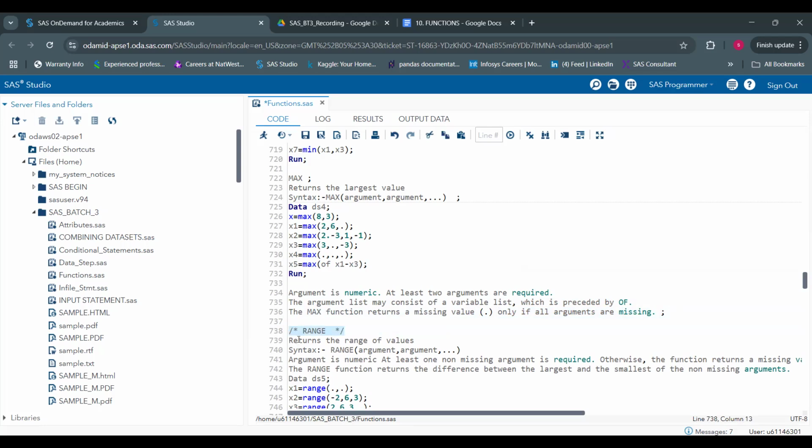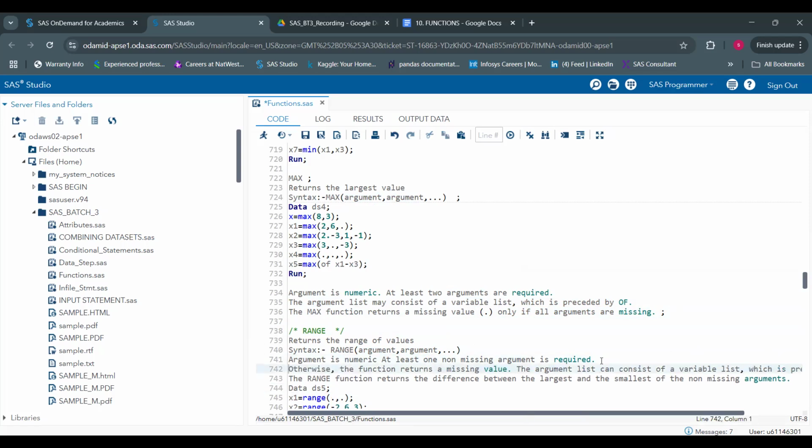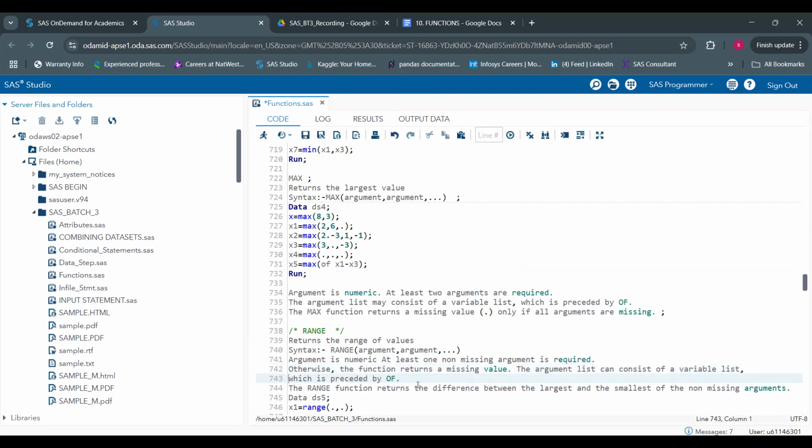So normally, it returns the range of values. The syntax is range of argument 1, comma argument 2, comma and so on. The argument is numeric. Even for this, at least one non-missing argument is required. Otherwise, the function returns a missing value. Because if all the arguments are missing, it doesn't have anything to calculate. The argument list can consist of a variable list, which is preceded by OF. The range function returns the difference between the largest and the smallest of the non-missing values.